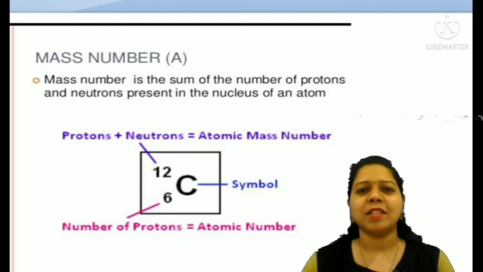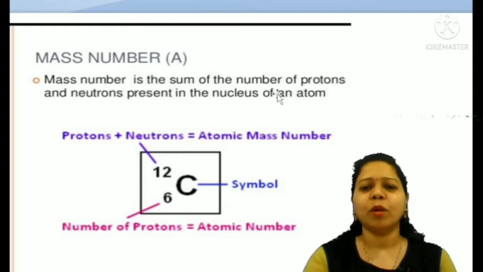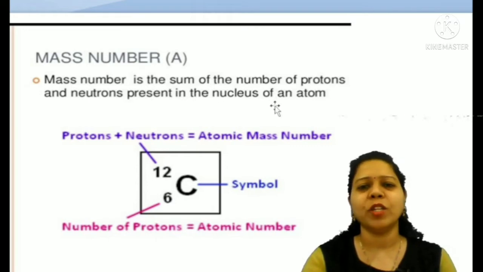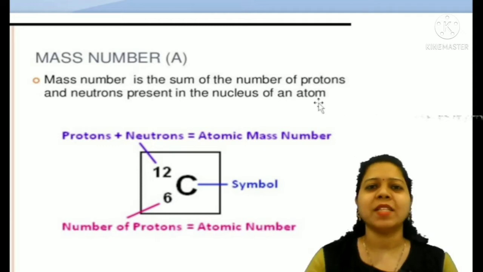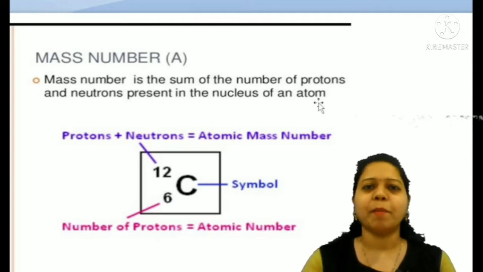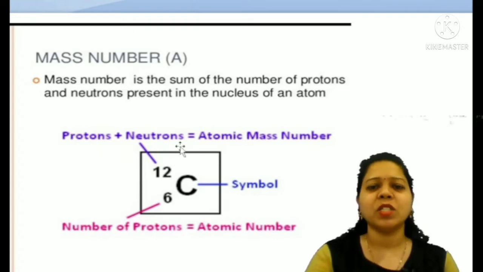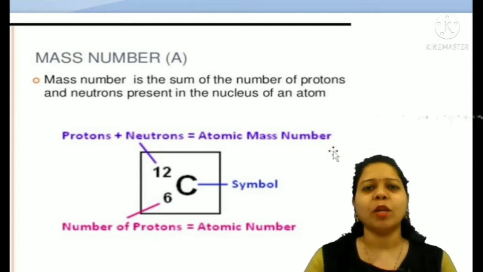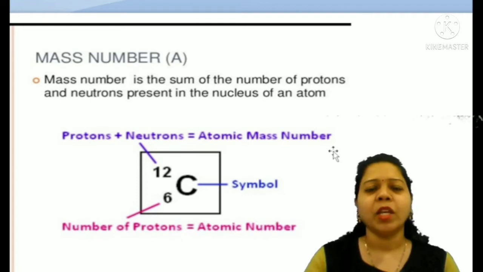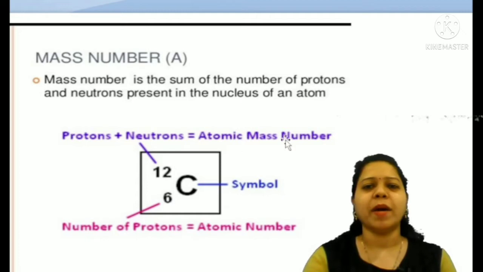Next we'll see what is meant by mass number. Mass number is represented by the letter A. Mass number is the sum of the number of protons and neutrons present in the nucleus of an atom. We just learned that atomic number is the number of protons present inside that atom. But the mass number is the addition of both the number of protons as well as neutrons, meaning how many protons and how many neutrons are present in that atom. The addition of both protons and neutrons is known as the atomic mass number.